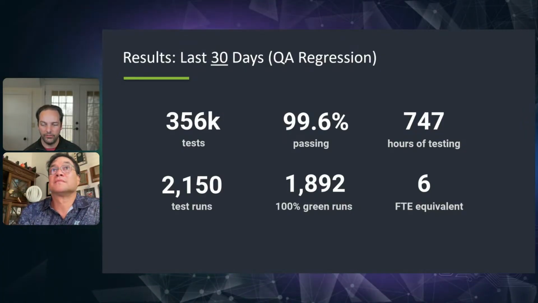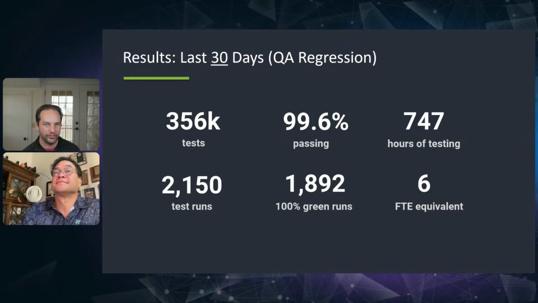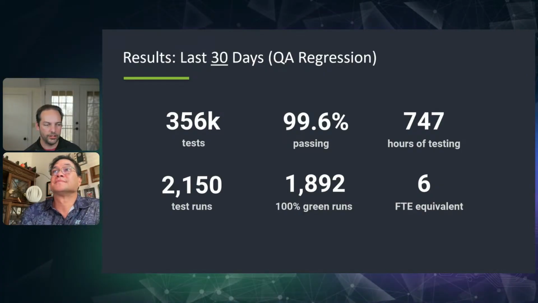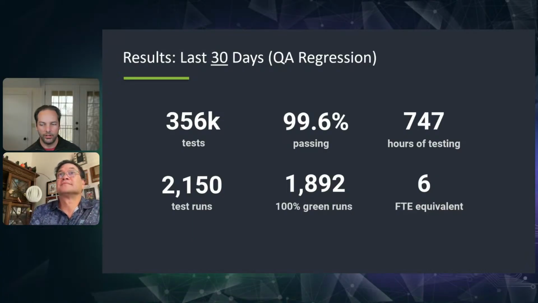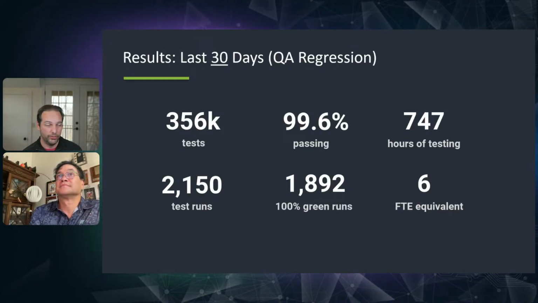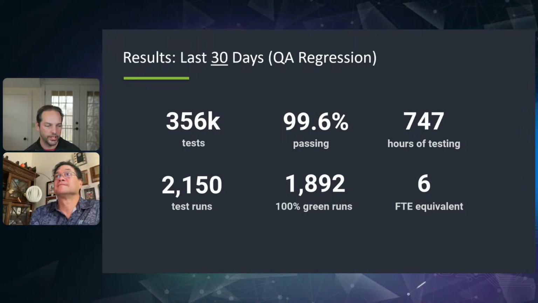And then I love this because I was always on the fence, should we back off on, is 100% green unrealistic? In the QA environment, there were 1,892 test runs performed in the last month that were 100% green, which meant nobody had to review failed tests, right? And that to me is just super cool. And so Octopus Deploy, working together with Testery, has really helped make that happen.